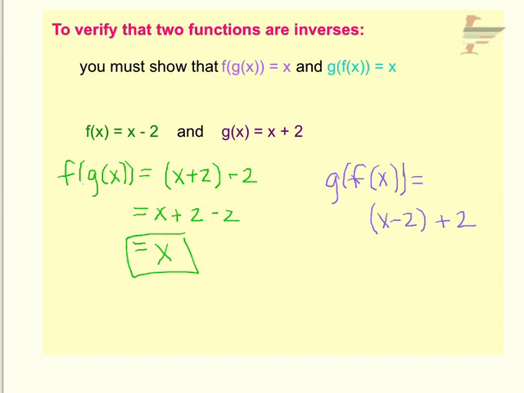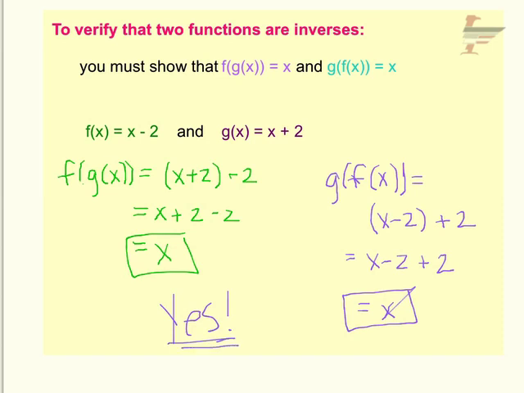Then we simplify. Again, nothing's being distributed in, so we can just say x minus 2 plus 2. The minus 2 plus 2 simplify, so we are left with just an x. You can see that both compositions simplified to an x, so we'll say yes. In fact, they are inverses of each other.